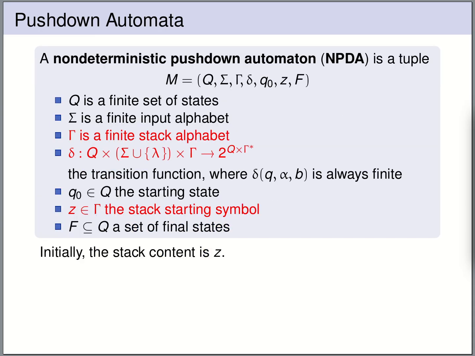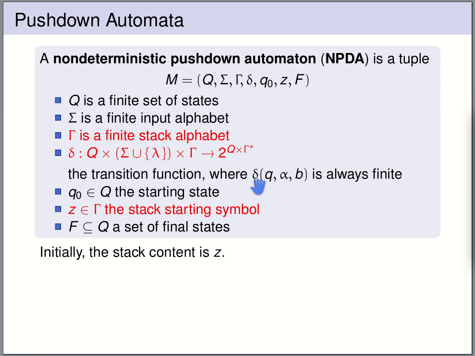A nondeterministic pushdown automaton, short NPDA, is a tuple that consists of the following ingredients: a finite set of states Q, a finite input alphabet sigma, a finite stack alphabet gamma. So this is new, this was not part of nondeterministic finite automata. We have a transition function that we've just discussed on the last slide.